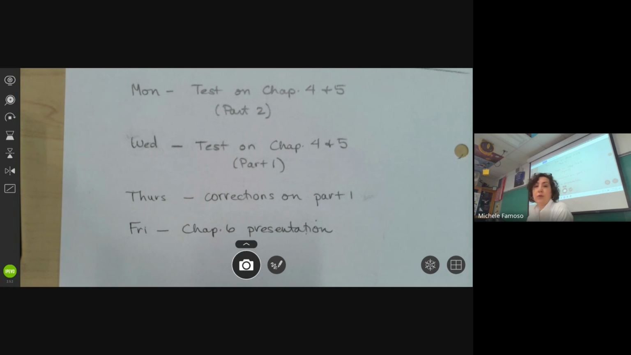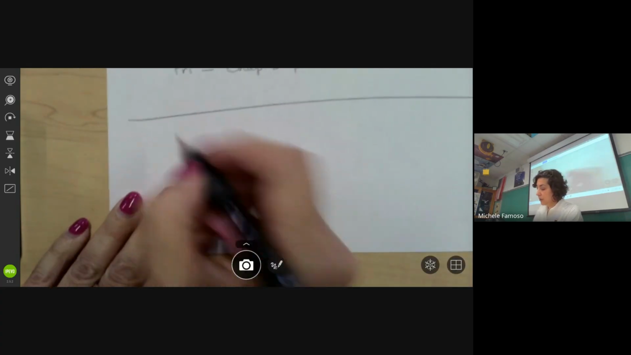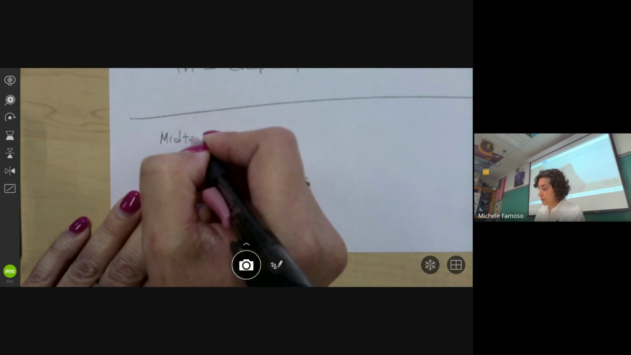Okay, so you can map out what those assignments are and how to get your things done in the time you have. All right. But chapters 6 and 7 are the last two chapters that count on your midterm. So chapters 1 through 7, you're going to have a midterm exam in December, which I talked to you about in September.